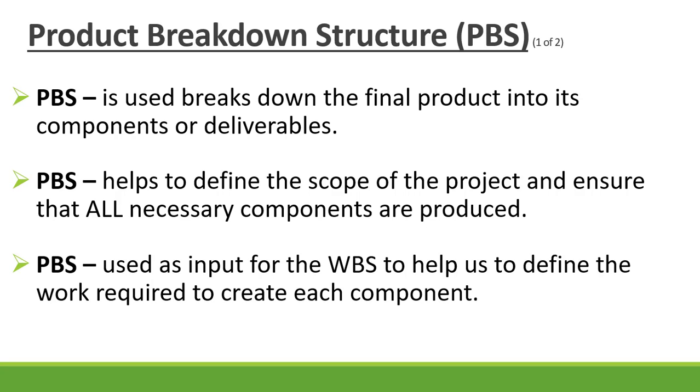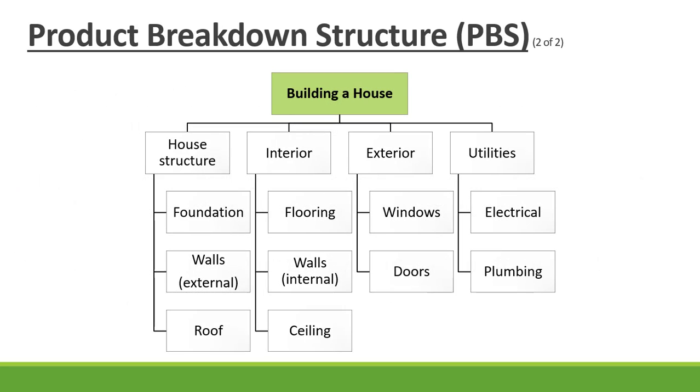Now, the product breakdown structure is used to break down our final product into its different components or deliverables. It will also help us to define the scope of the project and ensure that all the necessary components of the project are produced. The product breakdown structure can also be used as an input for the work breakdown structure to help us to define the work required to create each one of the components. So let's have a look at an example.